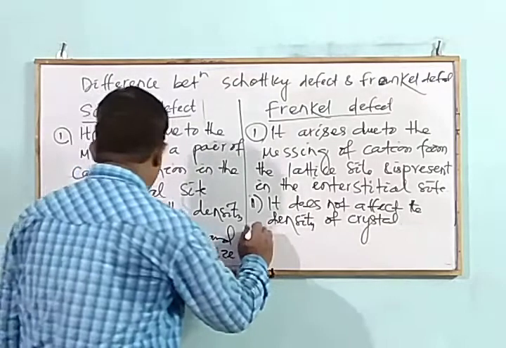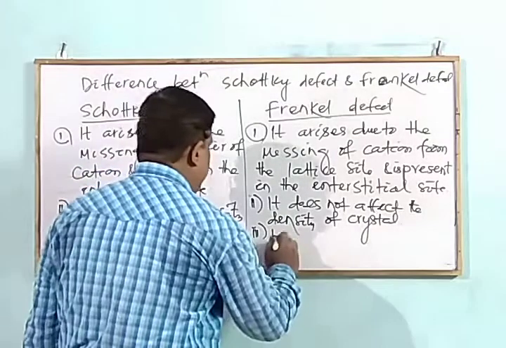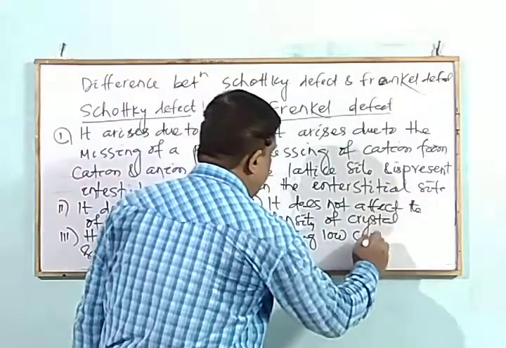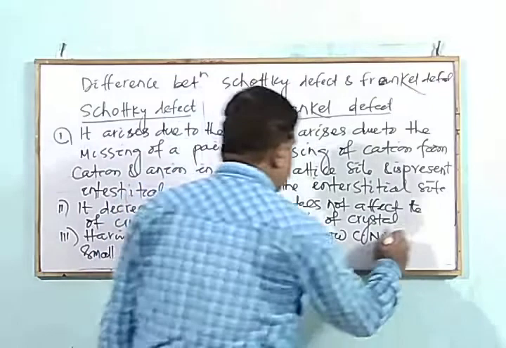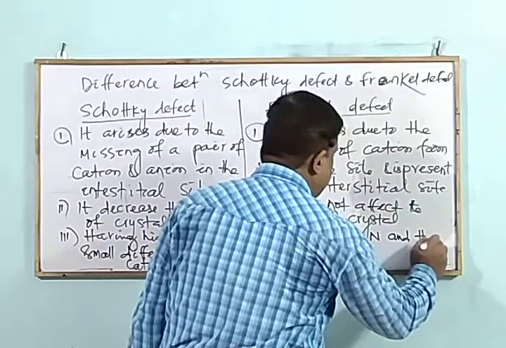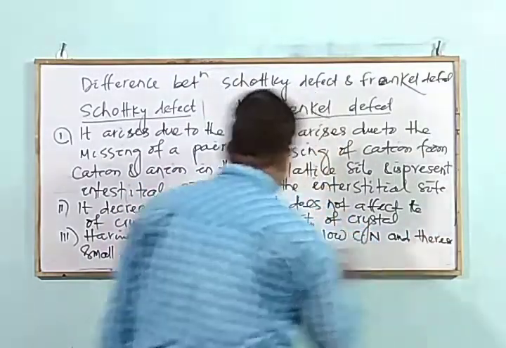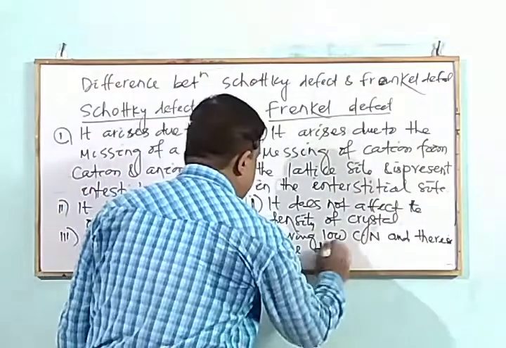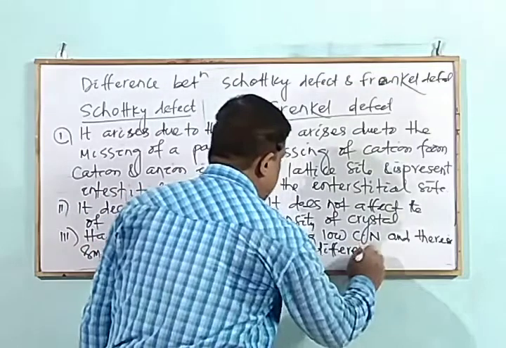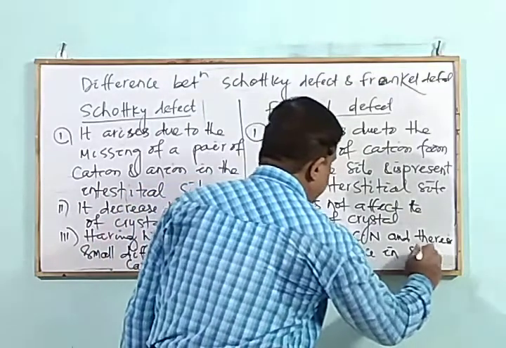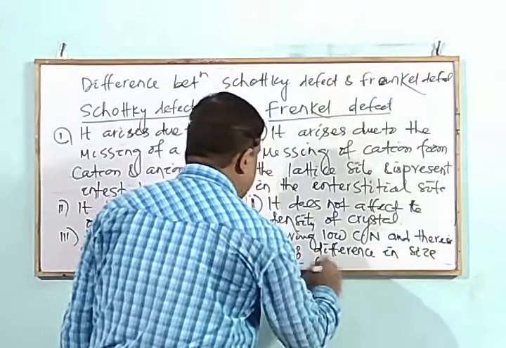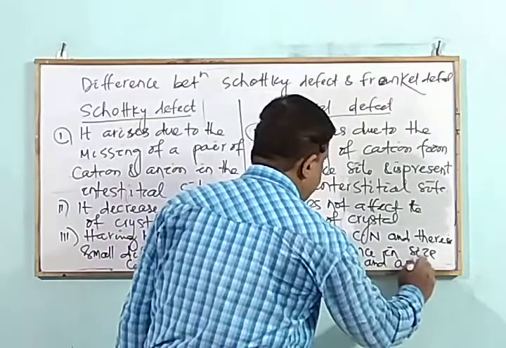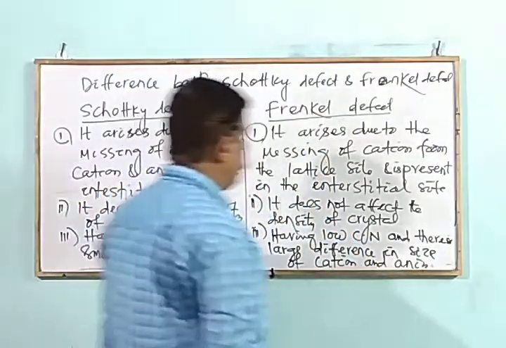This defect is shown by ionic solids having low coordination number and a large difference in size of cation and anion. Mark that. 3 points are there.